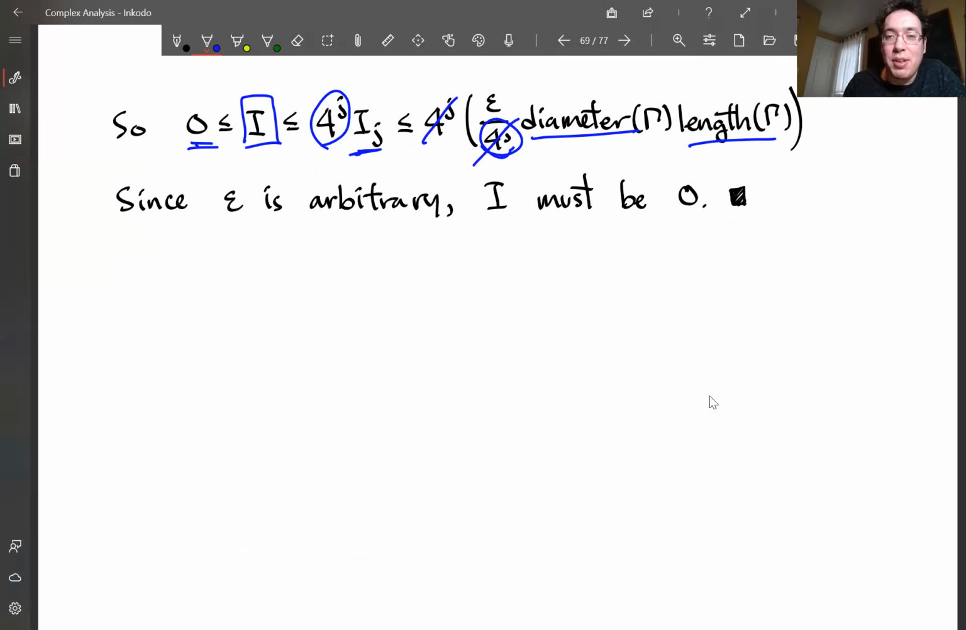So what do we have? We have that the integral is smaller than epsilon times some diameter times some length. So the diameter and length are finite numbers. So if we take epsilon, which was arbitrary, we could pick it to be as small as we like, and this inequality will always hold. So the only way that could be true is if the size of the original integral I is equal to 0.